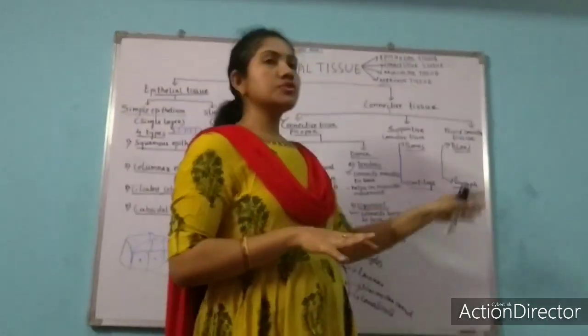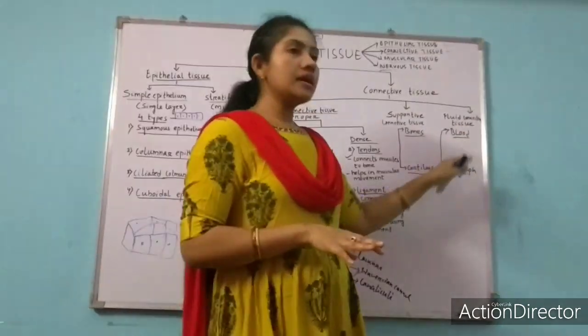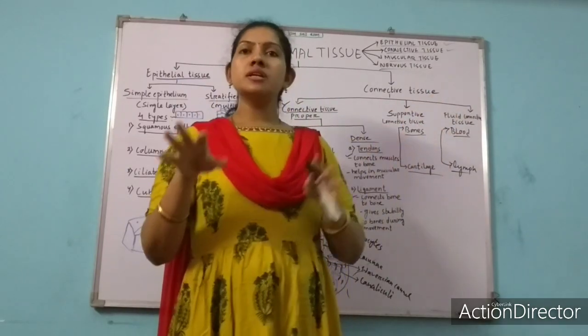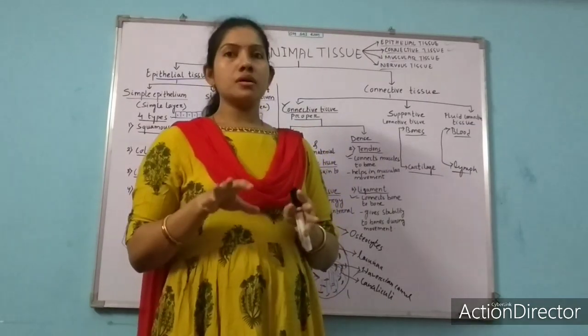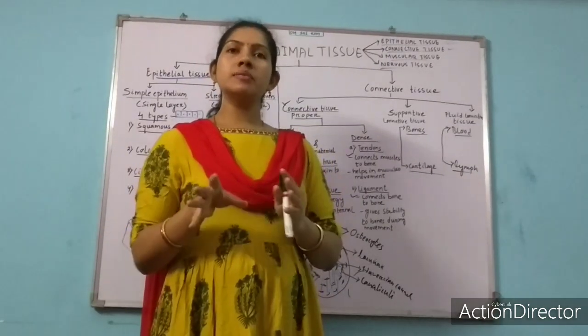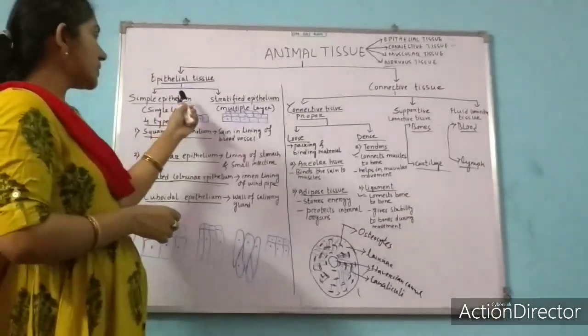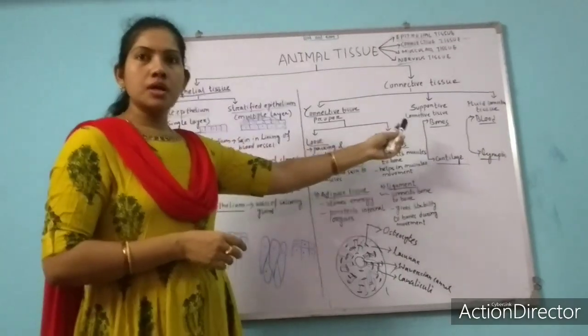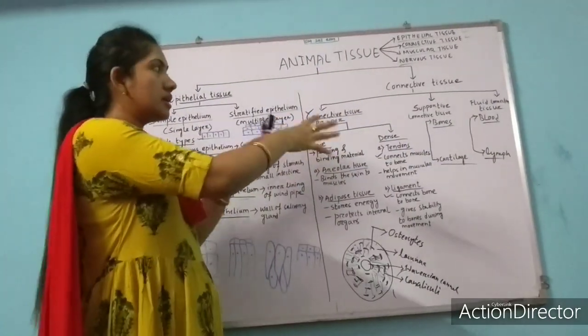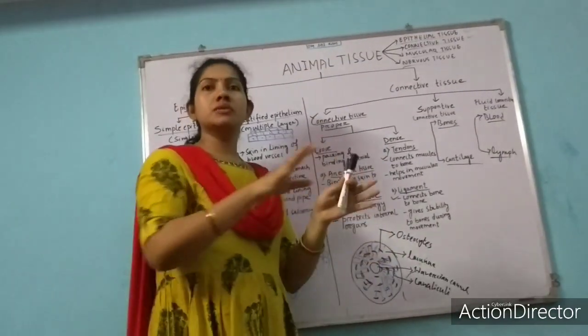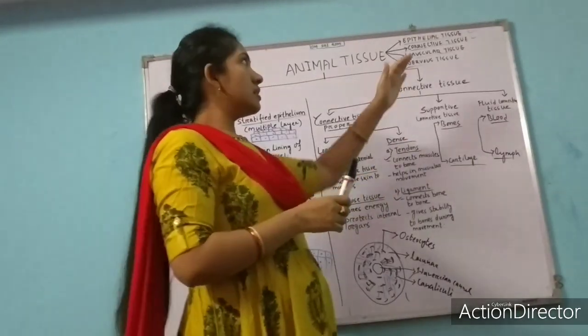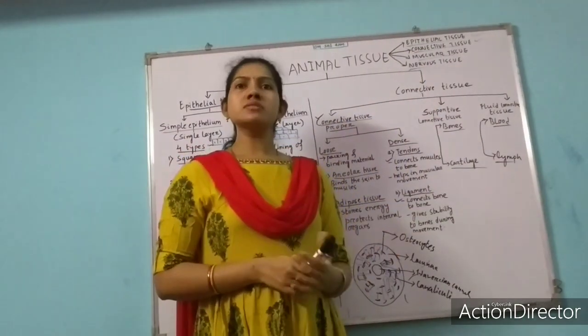So fluid connective tissue are of two types: blood and lymph. We have already discussed the function of blood and lymph. So this was all about epithelial tissue and connective tissue, and their types. Everything we have discussed. Next, another two tissues. Afterwards, we will discuss.